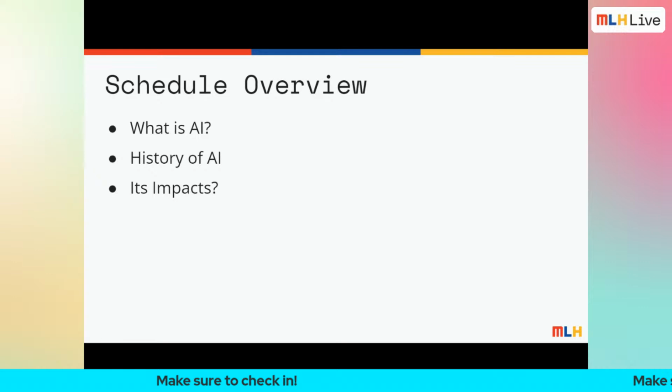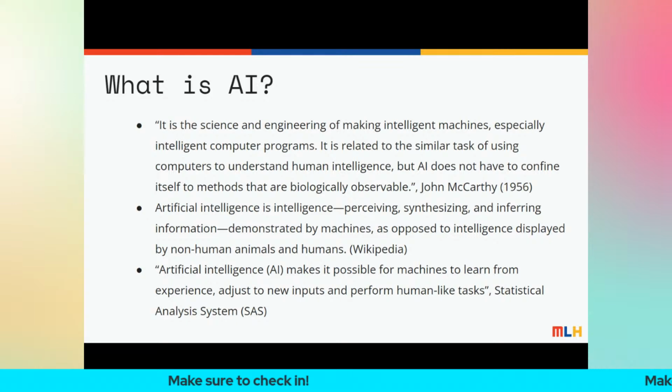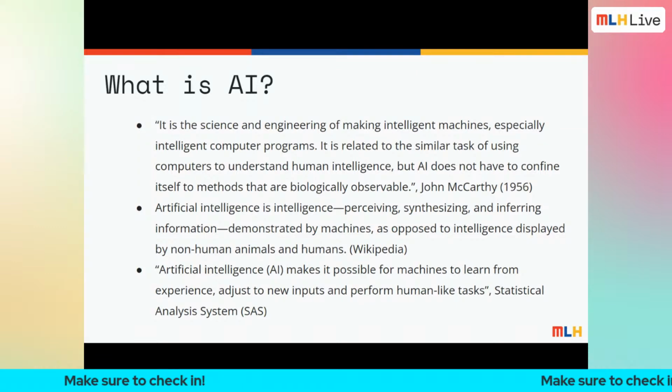First things first, there are a lot of different definitions of AI. We're going to explore some of those. I'm going to read them out loud so you don't have to read them. I know the font might be a tad bit small. It was a lot to fit in, but AI is the science and engineering of making intelligent machines, especially intelligent computer programs. It is related to the similar task of using computers to understand human intelligence, but AI does not have to confine itself to methods that are biologically observable.